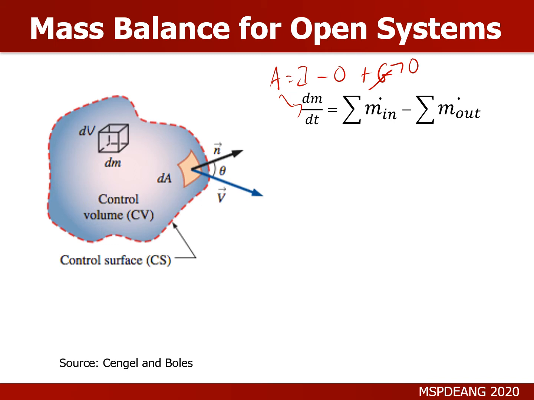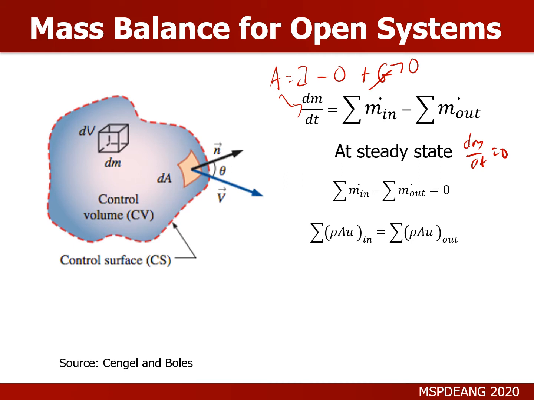Now at steady state, there should be no accumulation of mass. So at steady state, dm over dt is equal to 0. So summation of m dot in minus summation of m dot out is equal to 0. Thus, summation of rho A u in is equal to summation of rho A u out. And for single entry, single exit systems, rho A u in is equal to rho A u out, and this is known as our continuity equation.